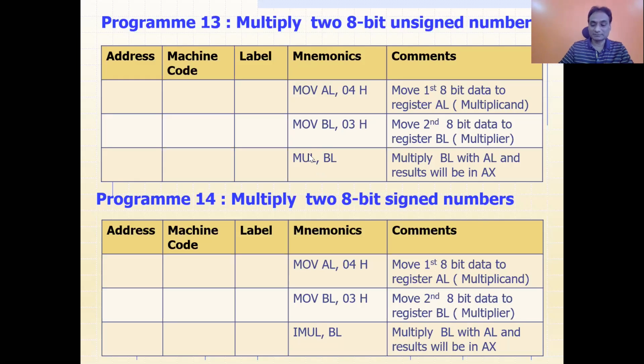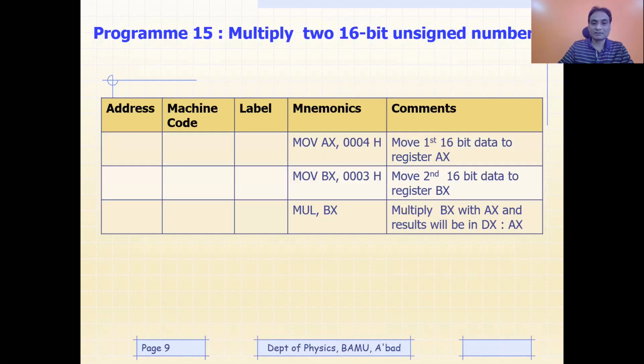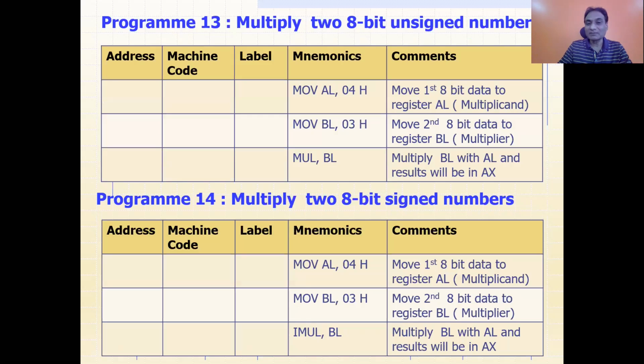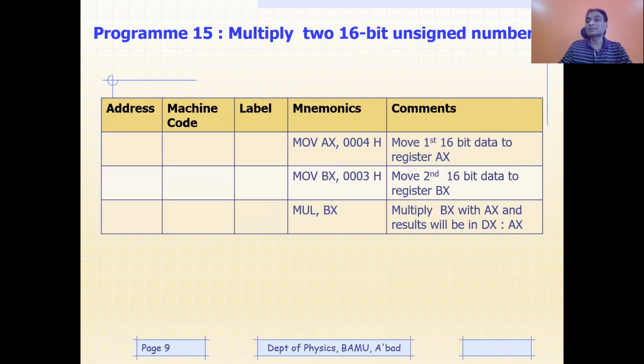Now let us go to next. Because we have discussed multiplication of two 8-bit numbers, now let us discuss multiplication of two 16-bit unsigned numbers. This was multiplication of two 8-bit unsigned numbers, and now this is multiplication of two 16-bit unsigned numbers. Okay. Now since it is 16-bit, you need to understand what the instruction is, right? So again, you need two 16-bit registers. So I'm going to consider AX and BX.